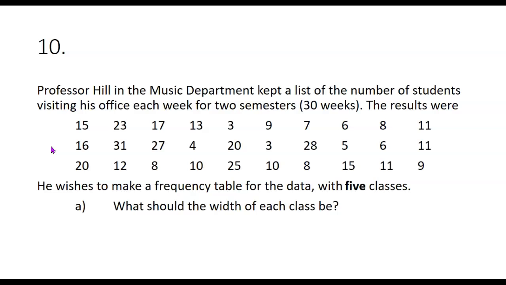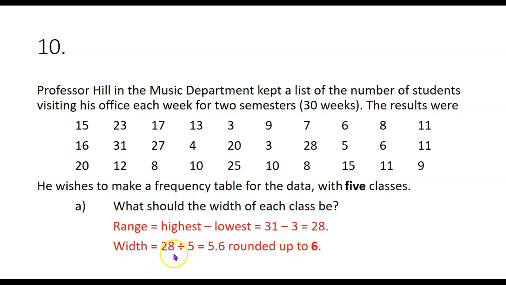He wishes to make a frequency table, a grouped frequency distribution, for this set of data with 5 classes. To fit that all into 5 classes, what should the width of each class be? The procedure we had for figuring that out was, first we look through all the data and find the highest and lowest values. In this case, the highest number is 31 and the lowest is 3. So the range would be 31 minus 3, which is 28. That's how far apart the highest and lowest values are.